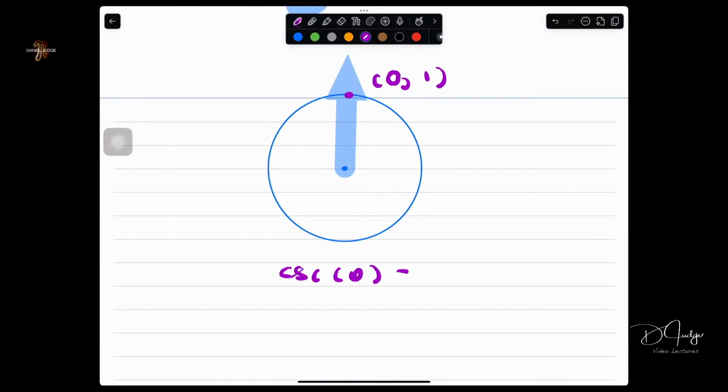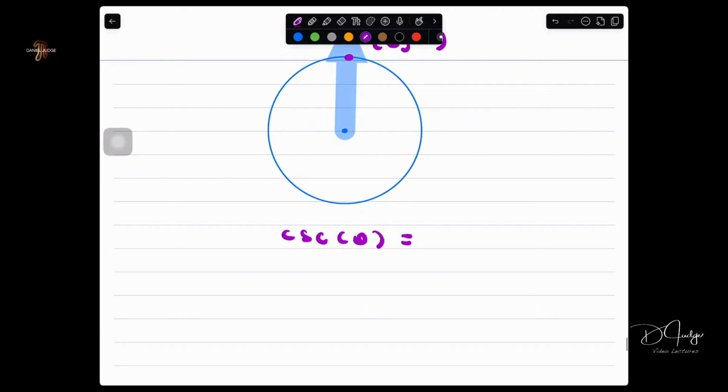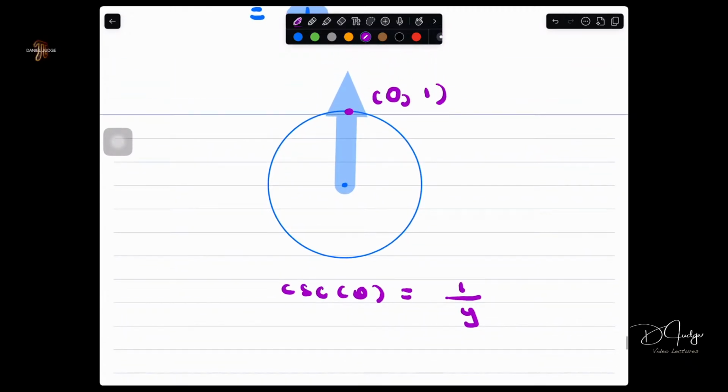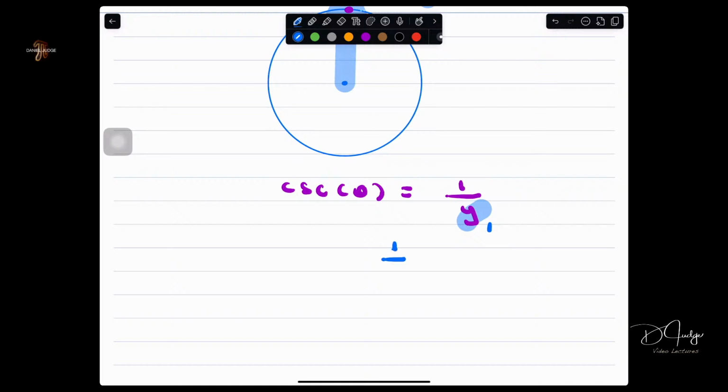Cosecant, that circular function of an angle, let's make sure we write it nicer than that. Cosecant of an angle is 1 over the y-coordinate value. And since the y-coordinate value is 1, we replace this y value with 1. And 1 divided by 1 is going to be 1.